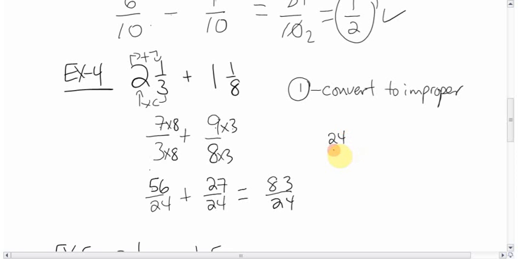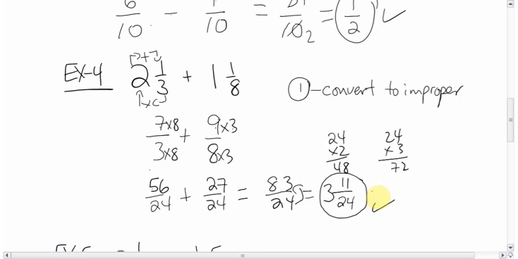24 times 1 obviously won't work. 24 times 2 is 48. 24 times 3, you do the math, is 72. That's pretty close. 24 times 4 is going to push us over. So 24 goes into 83 3 times. We have to do this. We cannot leave our final answer as an improper fraction. So 24 goes in 83 3 times. How much left over? It goes in 72, so the difference between these two is 11, and that's over, we keep the 24, cannot reduce it, so that's done.